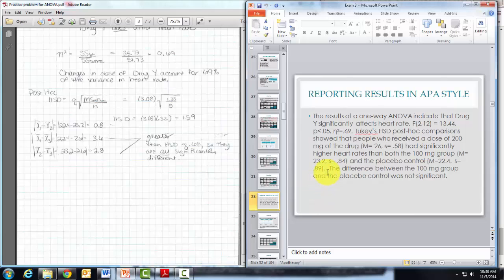Then I'm finally reporting the non-significant difference between the 100 milligram group and the placebo group, this comparison over here. So the difference between the 100 milligram group and the placebo control was not significant. Notice I don't restate the means or standard deviations for these groups because they're already reported up here. Okay, I've already reported them. I don't need to report them twice.